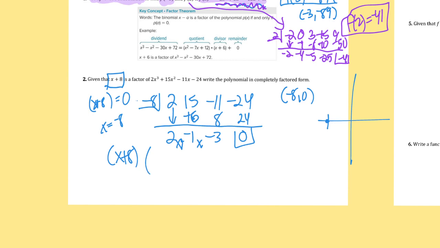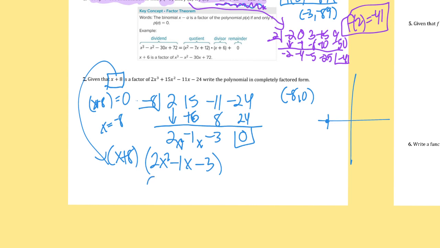So you're going to get 2x squared minus 1x and then minus 3. And then it says completely factor. So the factor they gave us was this, okay? And if we FOILed these back, we would get back to the original problem. Again, factoring means break it up into parentheses, so multiply back to get to the original problem.